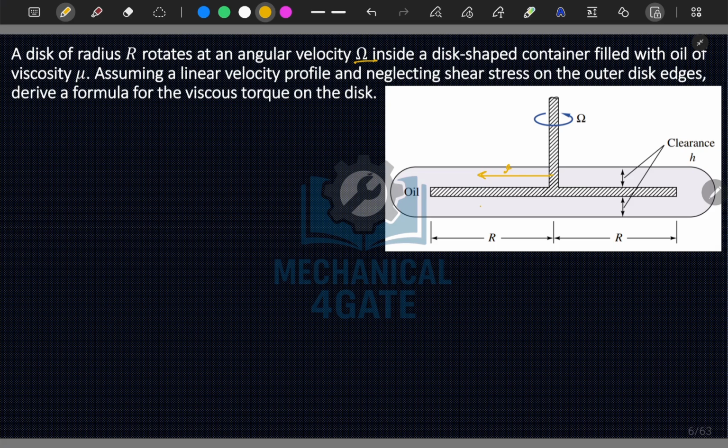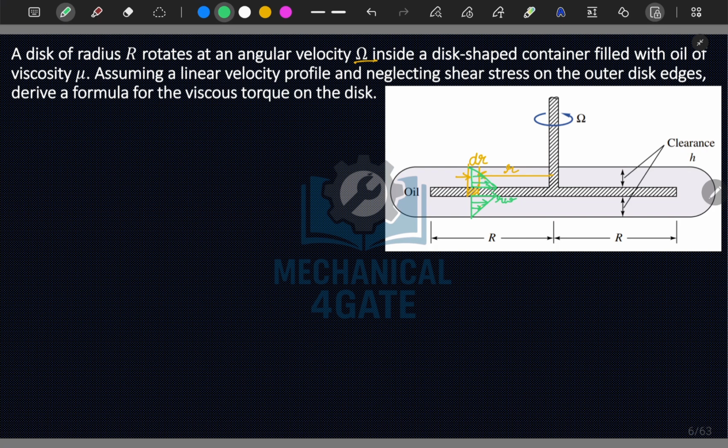So what we will do is, at a distance r from the center, let's say small r, we will consider an element. This element has a thickness of dr. If I draw the velocity profile at this point, the velocity v will be r omega, and of course it will be like this on both sides.